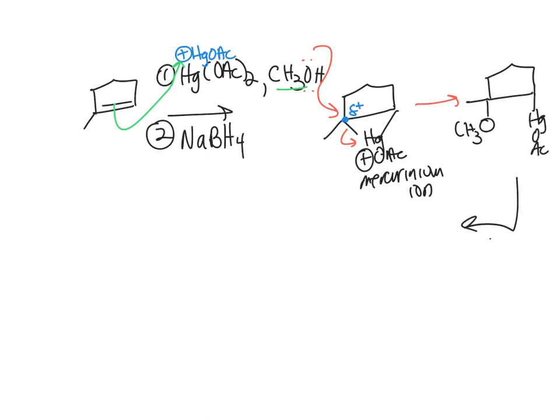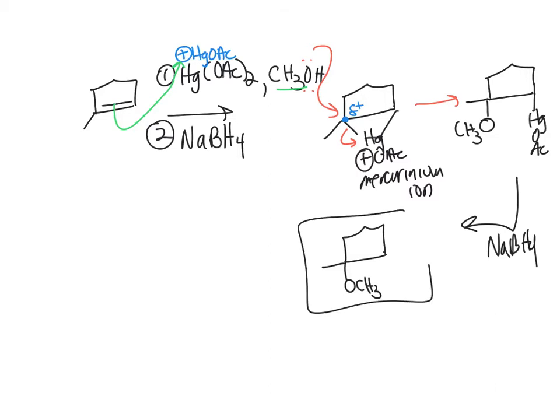And then the second step is the sodium borohydride. This is just demercuration. You're going to replace the mercury with a hydrogen. So you can just take it off. You don't even have to put the hydrogen there. And so that would be your product from the alcohol. And that reaction is actually called alkoxymercuration.